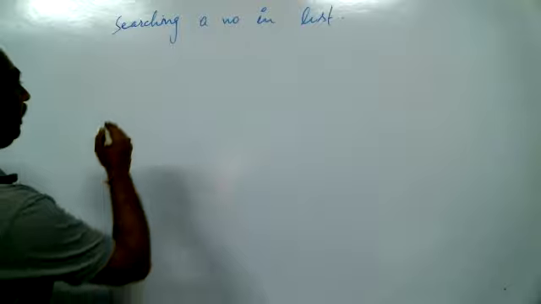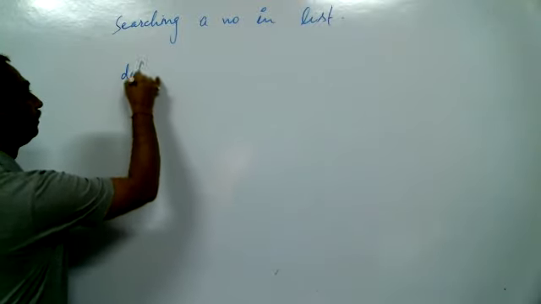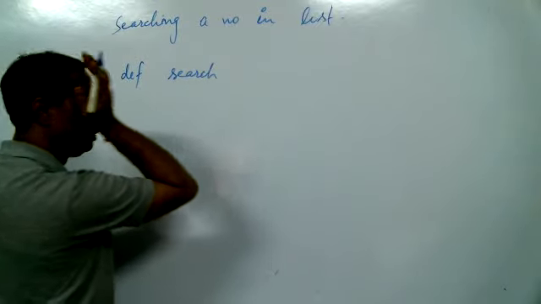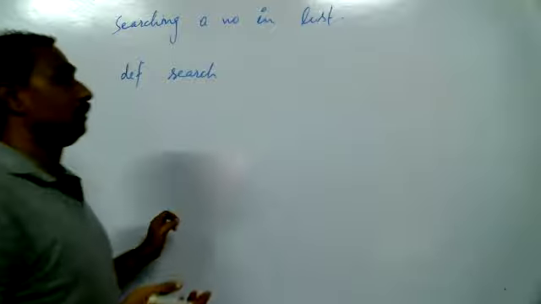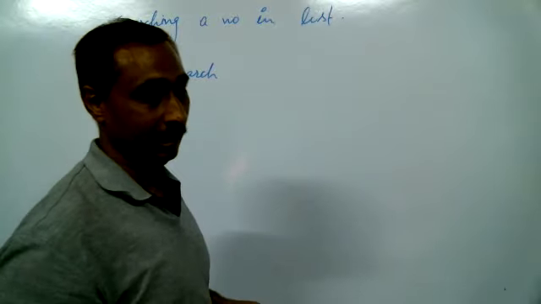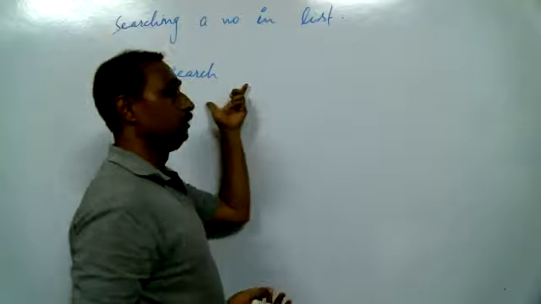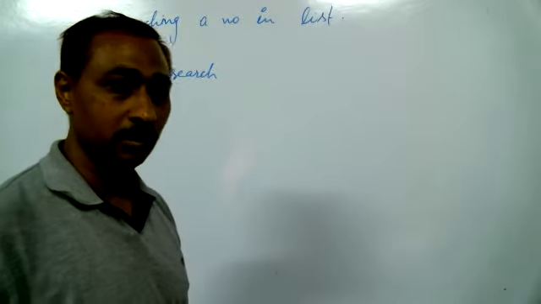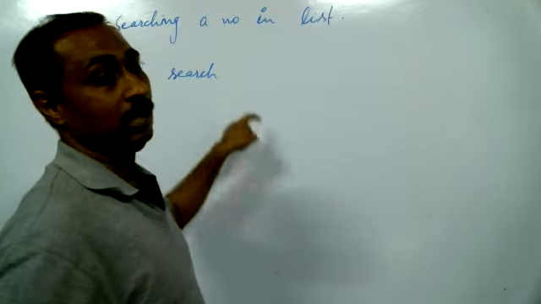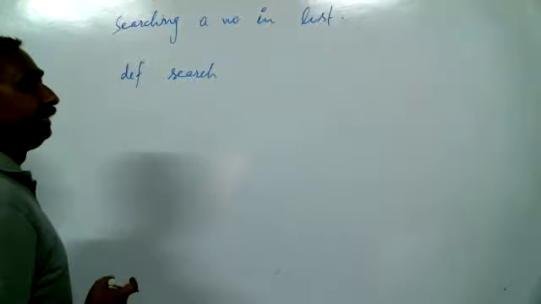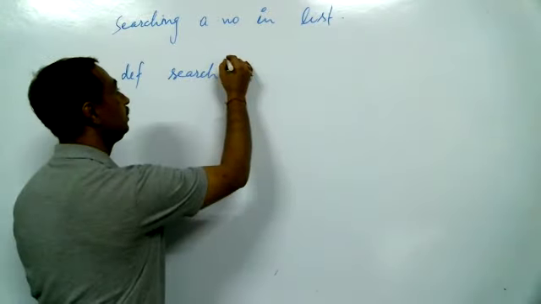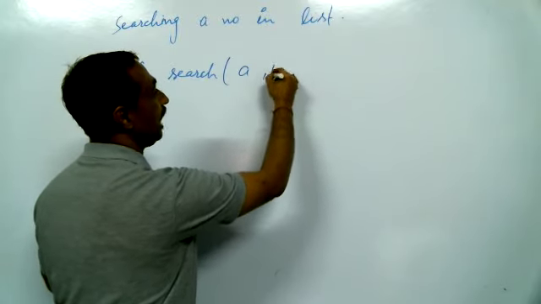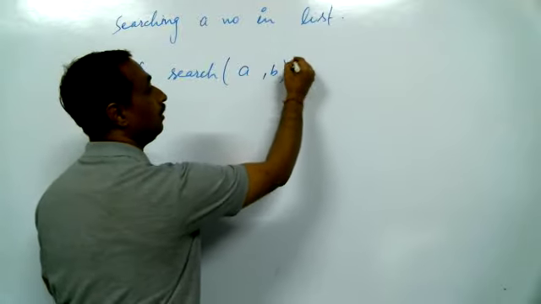So how will we define it? We will start with def, then search. We are going to do this with linear search. We are not using binary search. I'm teaching you linear search. You try with binary search. Binary search is already taught, so you have to use that. Linear search I am explaining. Search, then A I am taking as a list and B I am taking as the number to be searched.